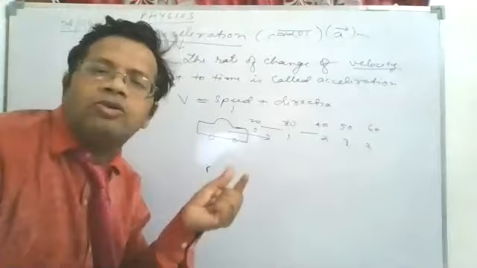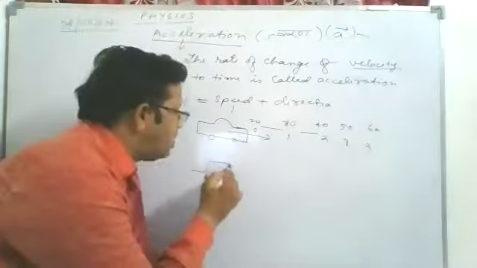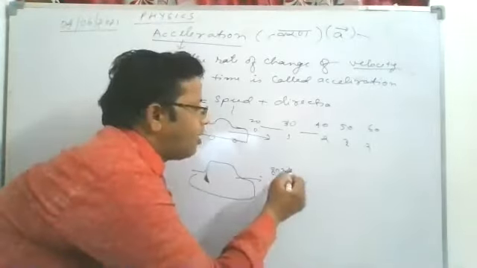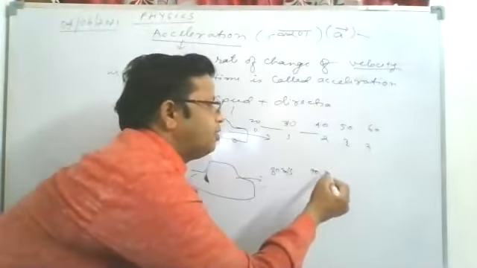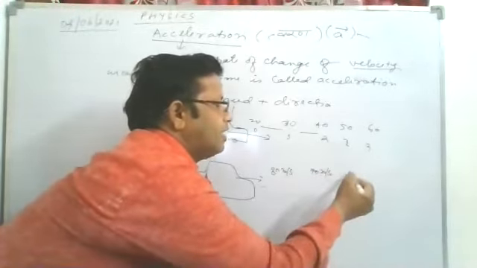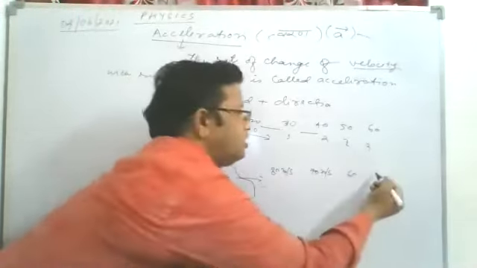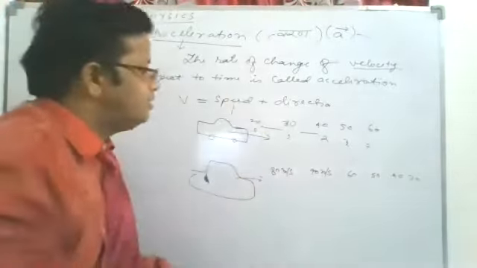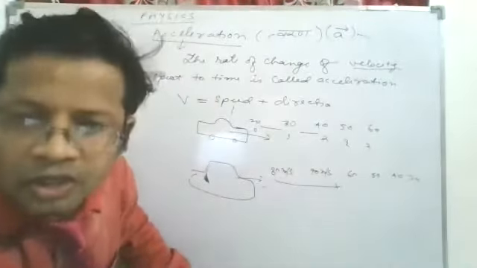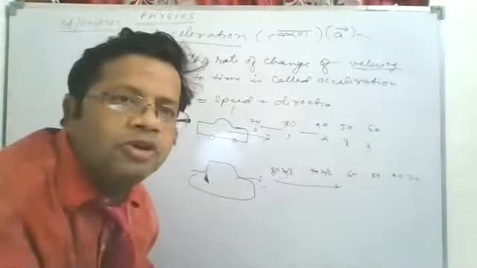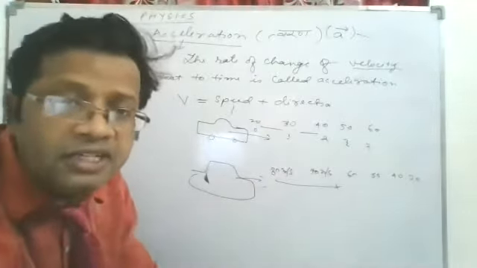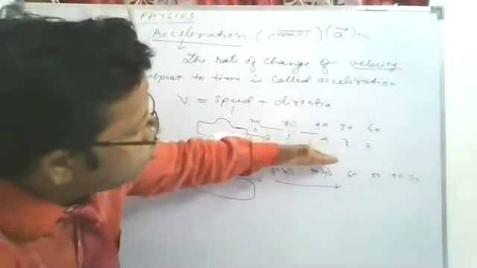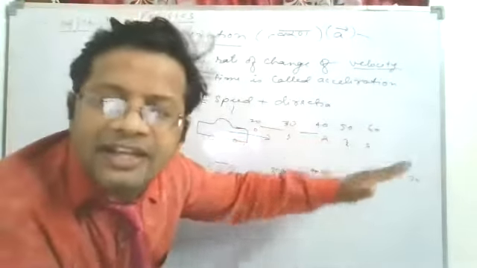Now let us see, if you are moving in a car on a highway with a very large speed, say 80 meters per second, and you apply the brakes. After 1 second it becomes 70 meters per second, then 60, 50, 40, 30. In this case the speed is decreasing, so we can say that retardation occurs, negative acceleration.